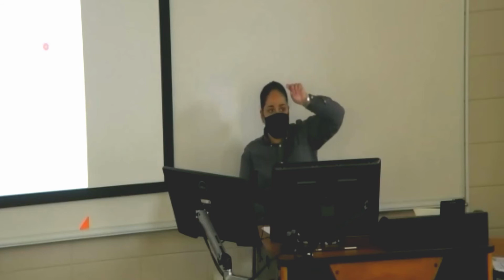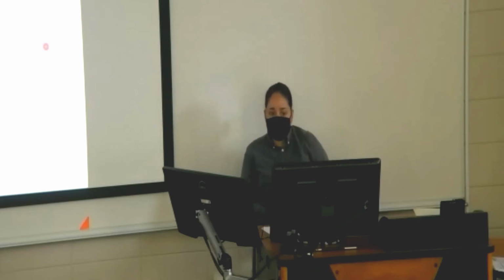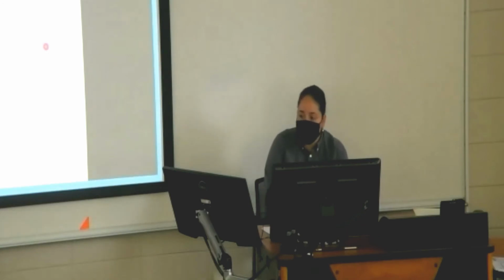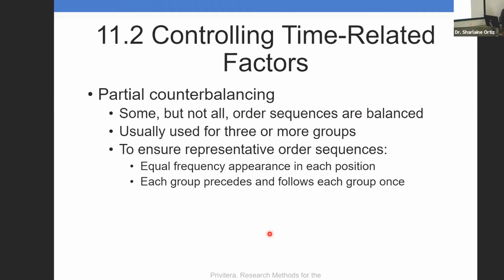So we wouldn't want it to be B, B, B, and A. We want it to be a relatively nice combination. So for example, I want each group to precede the group that it was followed. So any questions about that?